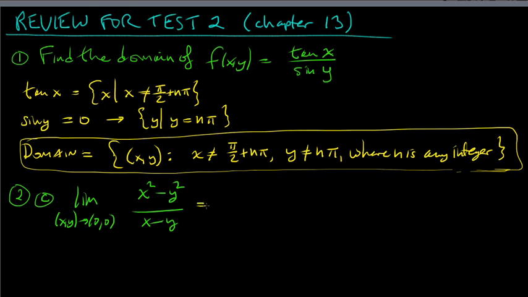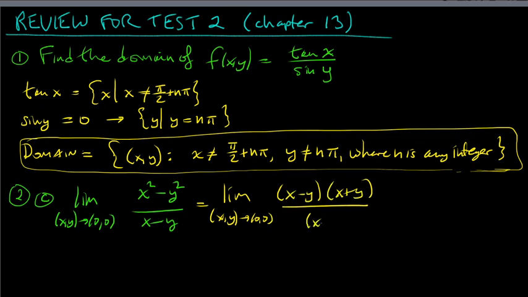Right? And you do it the usual way, right? X squared minus y squared is just x minus y times x plus y divided by x minus y. So we can cancel x minus y. And now we're just taking the limit as x and y both go to 0 of x plus y. So 0 plus 0 is indeed 0. So the answer should be 0.